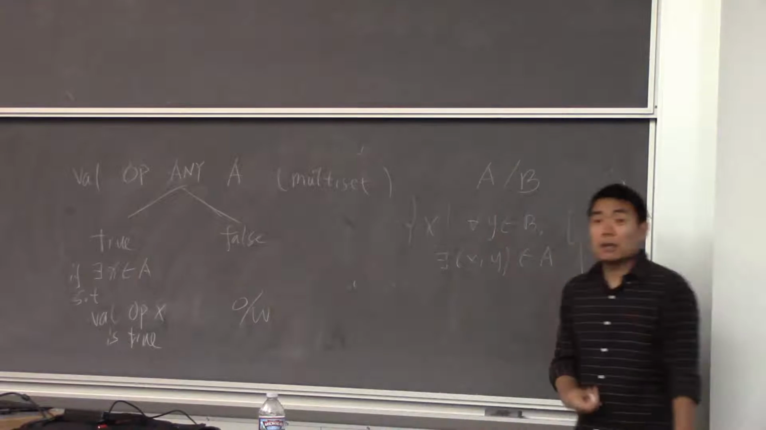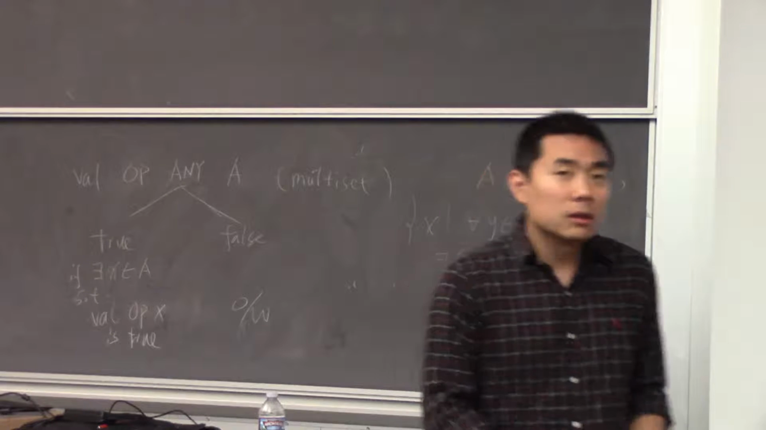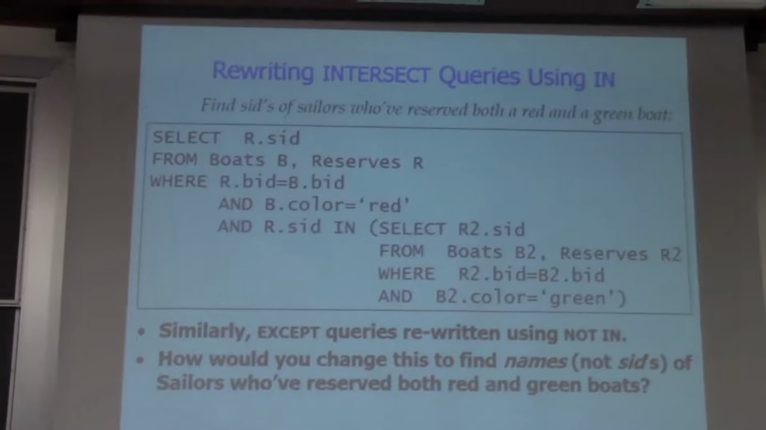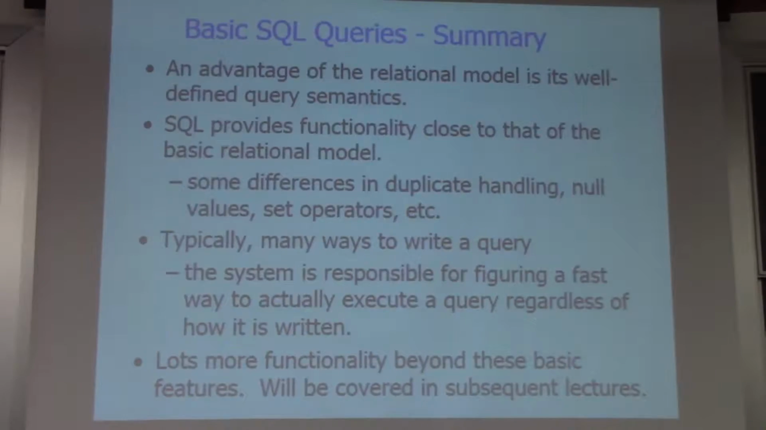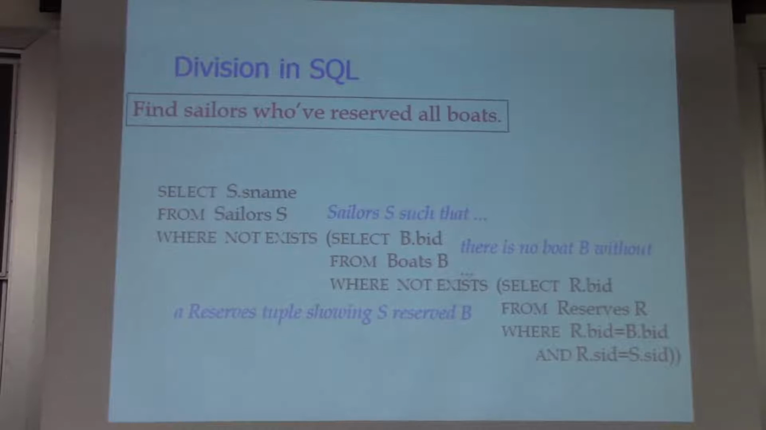That's the definition, right? So how do we express this in SQL? Well, I'll give you an example. Find sailors who reserve all boats. We talked about how to do this in relational algebra.